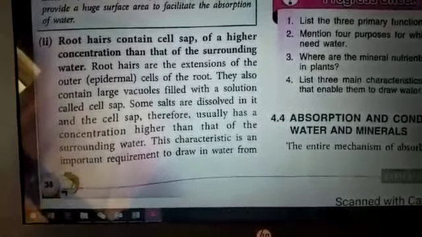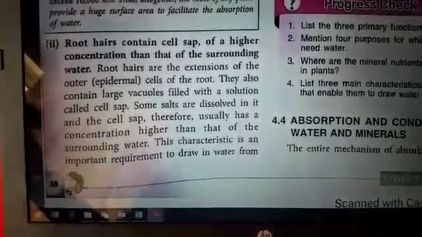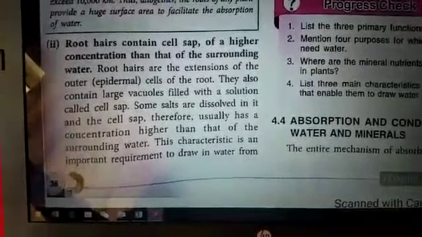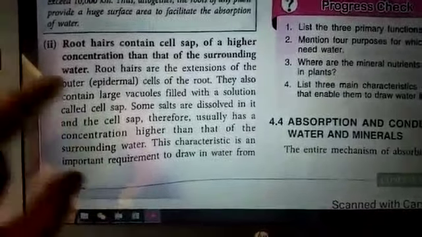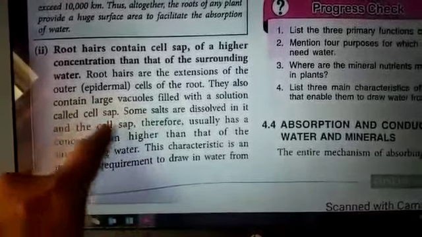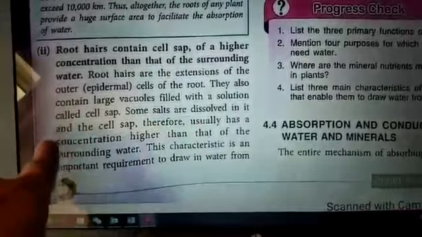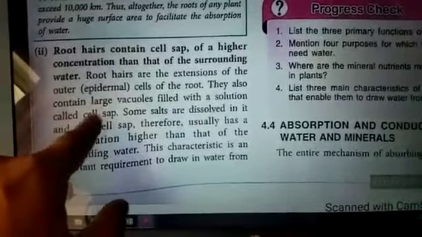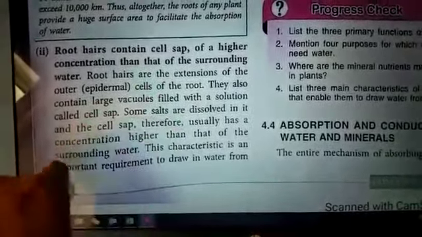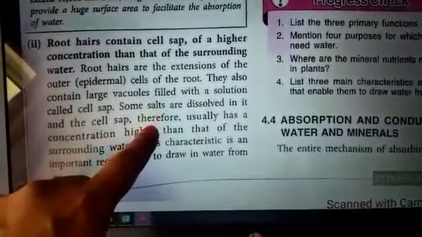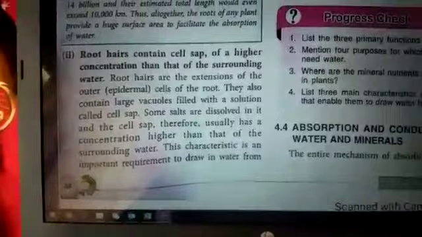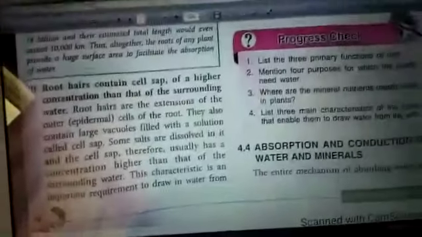So in the surrounding you have a large amount of water. Inside the plant it is less. This water moves from the outer concentration to the inner side. Root hairs are the extension. They also contain large vacuoles filled with a solution called cell sap, that is cell fluid. Some salts are dissolved in it, therefore it usually has a higher concentration of salt, not of water. Water is more outside.